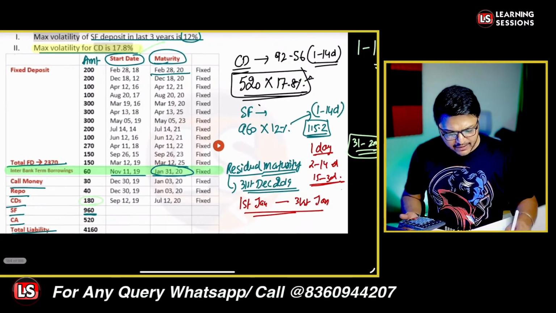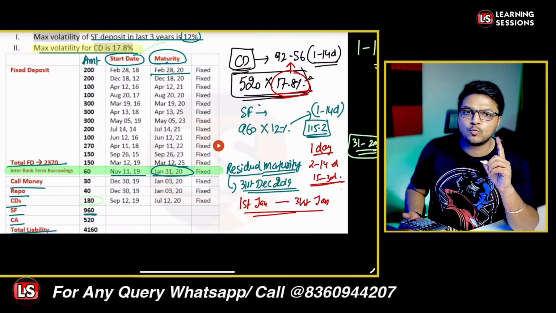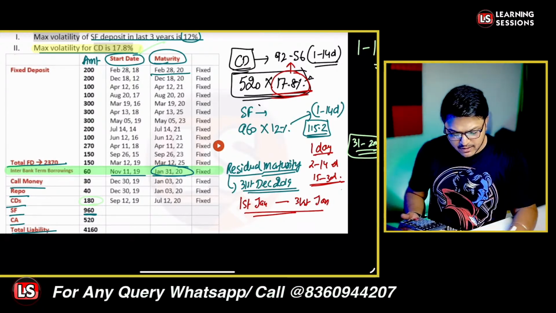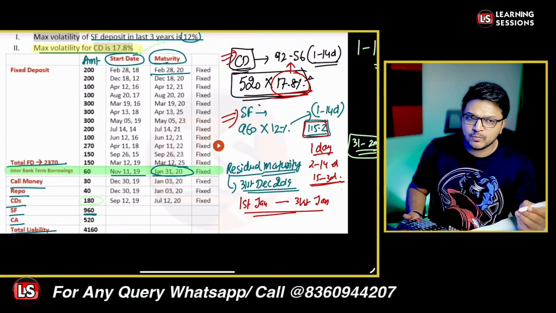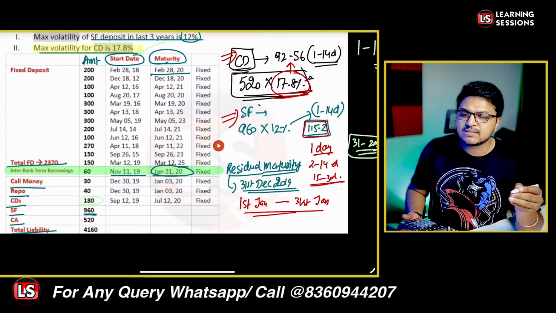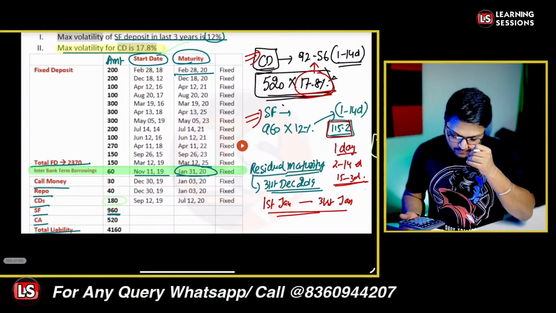I've already conveyed the idea that the amount from the current deposit, the volatile part, which will be in the 1 to 14 days bucket, is 17.8%, which we calculated to be 92.56. And from the saving fund deposit, the amount we calculated to be 115.2. But other than that, some other amounts are also to be placed in the 1 to 14 days bucket. Let's have a look at it.